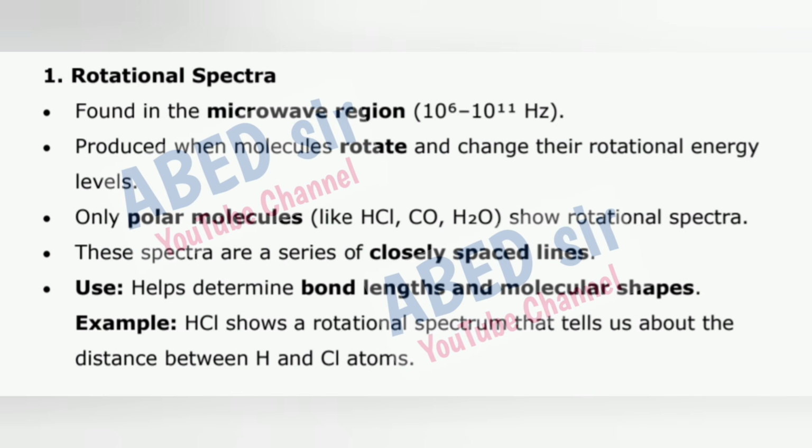1. Rotational spectra. Found in the microwave region, 10^10 to 10^11 Hz. Produced when molecules rotate and change their rotational energy levels. Only polar molecules, like HCl and CO, show rotational spectra. These spectra are a series of closely spaced lines. They help determine bond lengths and molecular shapes. Example: HCl shows a rotational spectrum that tells us about the distance between the H and Cl atoms.